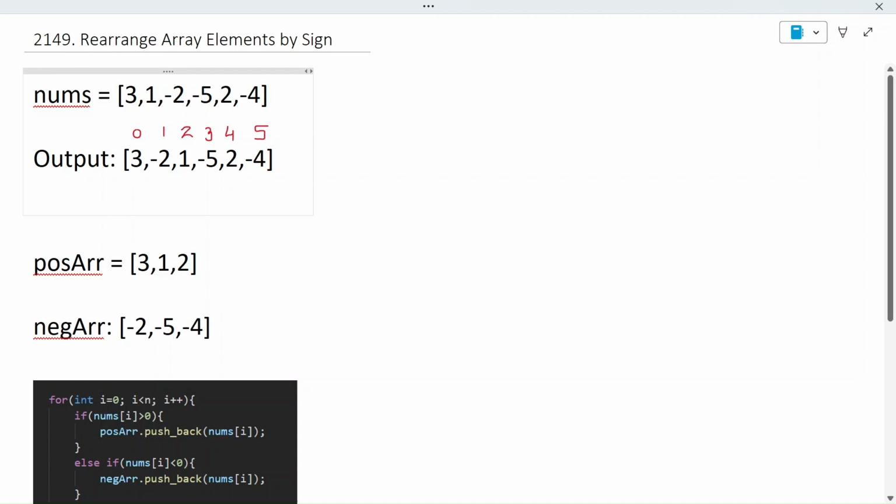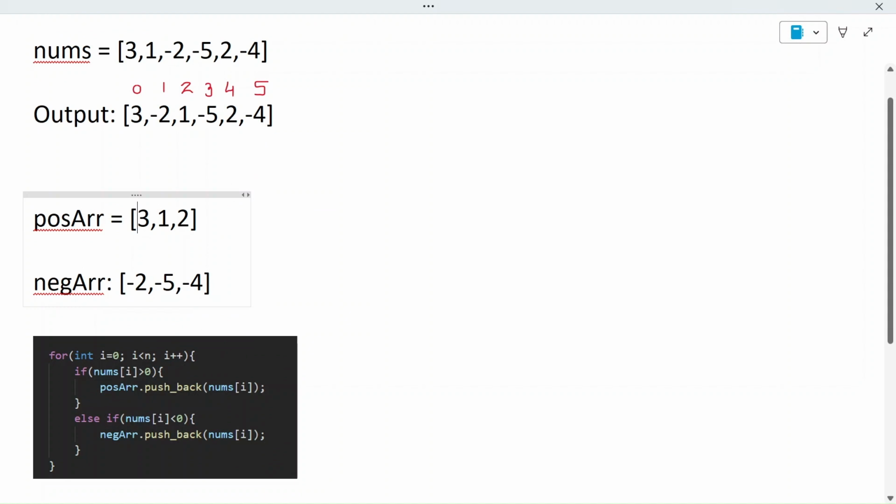First of all, if we can track all the positive and negative numbers, then we can simply merge them. So we will be able to find the rearranged array, right? So let's say I start iterating in this array and start storing the positive integers in a separate array and the negative integers in another array. In this way, the order of numbers will be preserved, right? Now I just need to merge these two arrays starting with a positive integer.